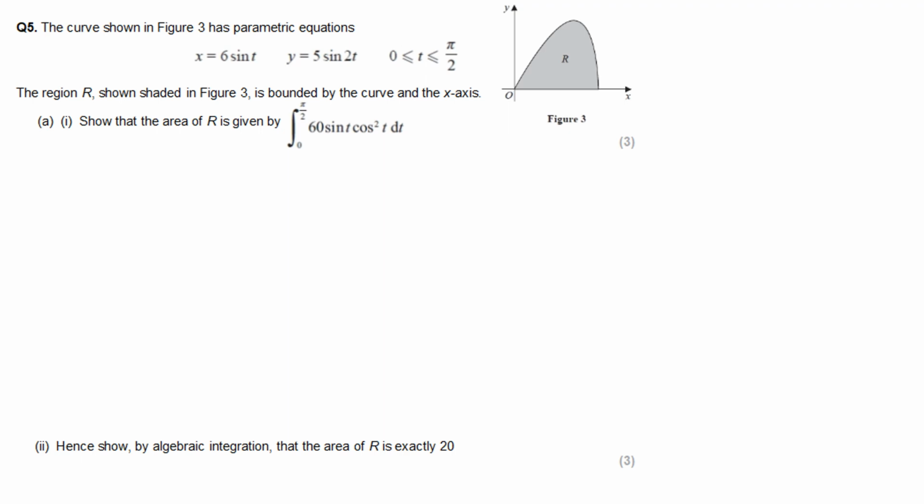This next question is parametric integration. We've got x and y given parametrically in terms of t. T goes between 0 and pi by 2, so 90 degrees. Show that the area R is given by this integral here.